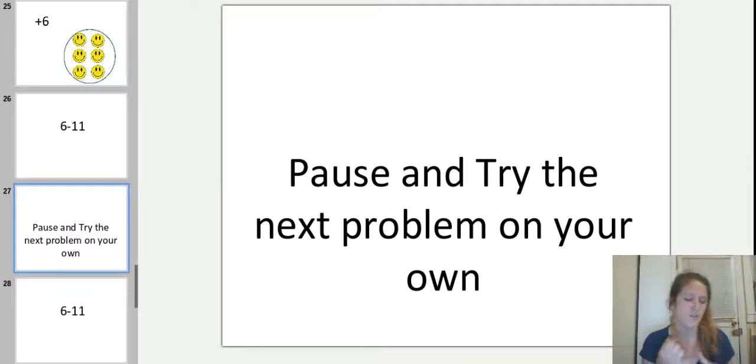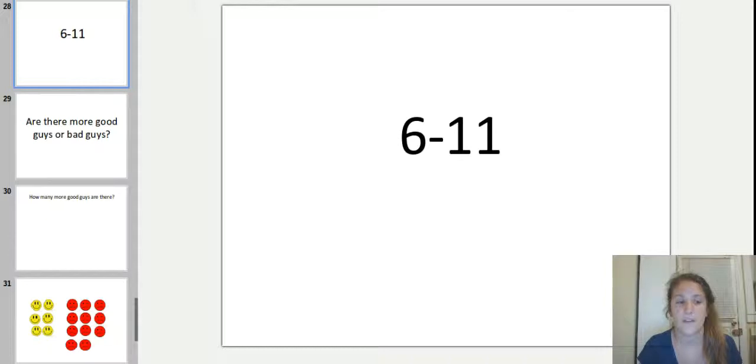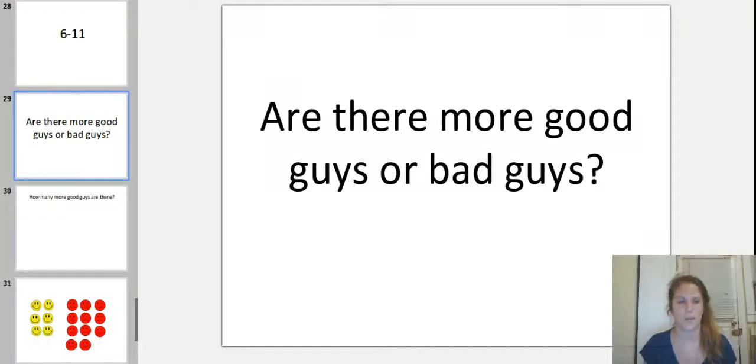Welcome back. You're either here to check your answer or for some more help, which is A-okay. 6 minus 11 is our problem. First question we know we have to ask, are there more good guys or bad guys? 6 good guys, 11 bad guys. Obviously our answer is going to be negative. So the first thing we're going to do is put a negative sign. We're not going to make any silly mistakes. Put in that negative sign.